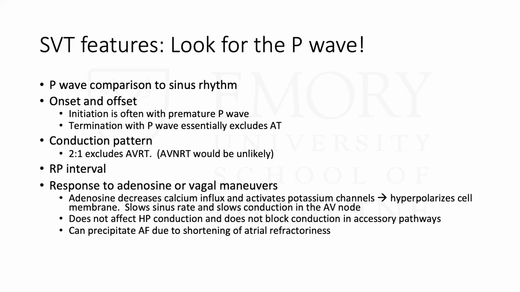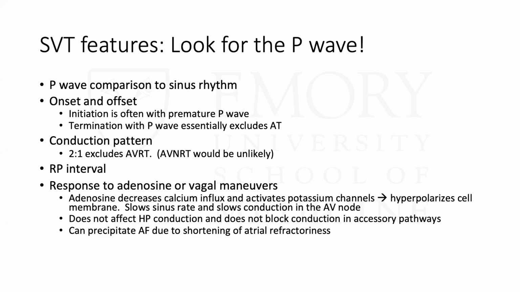And then lastly is response to adenosine or vagal maneuvers. So adenosine, we know, terminates AVRT and AVNRT. The mechanism is that it decreases calcium influx and it activates potassium channels. It hyperpolarizes the membrane, it slows conduction velocity in the AV node and slows the sinus rate. It does not affect the His-Purkinje conduction, and in a general sense, it does not block conduction in accessory pathways.